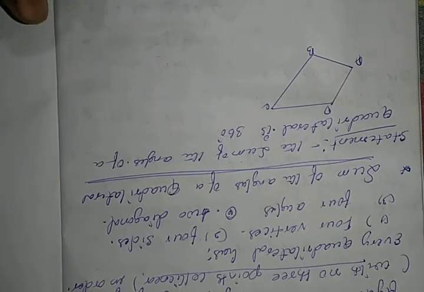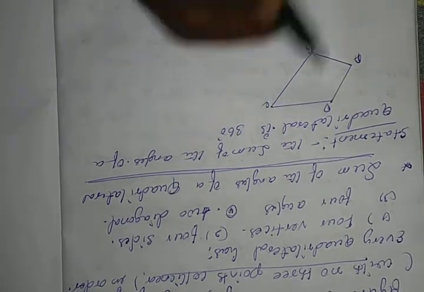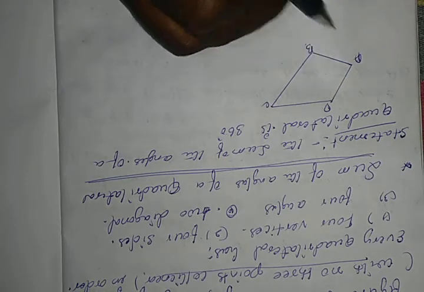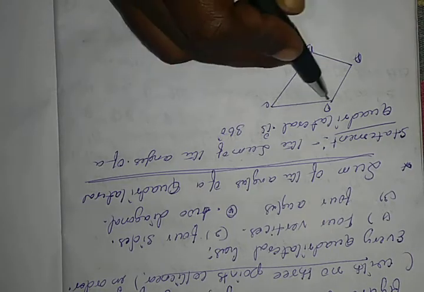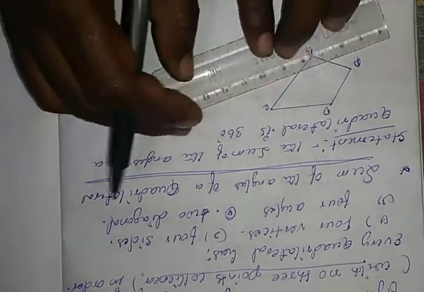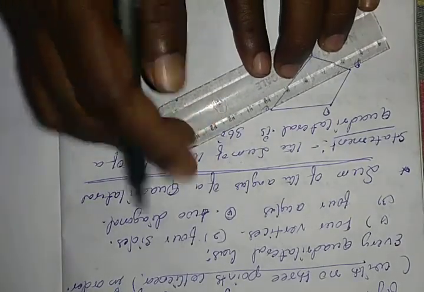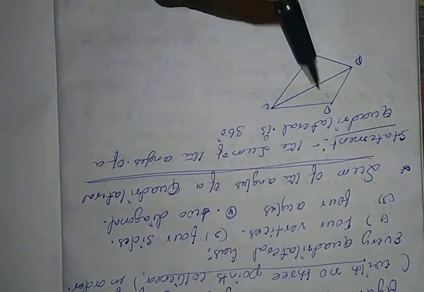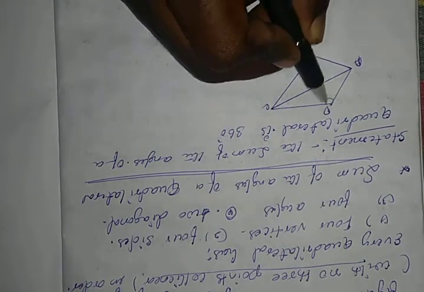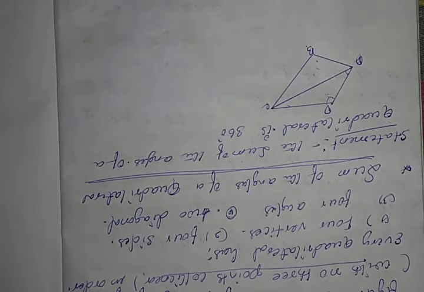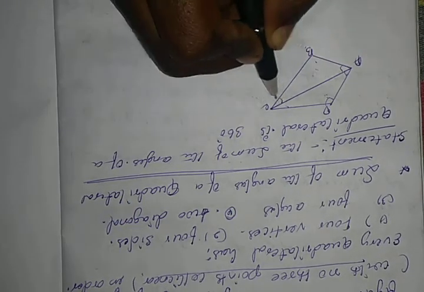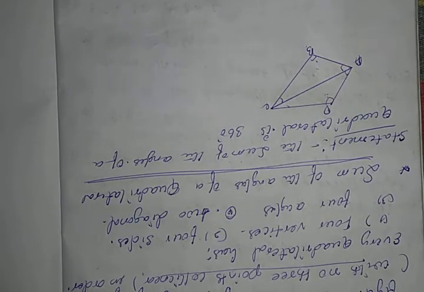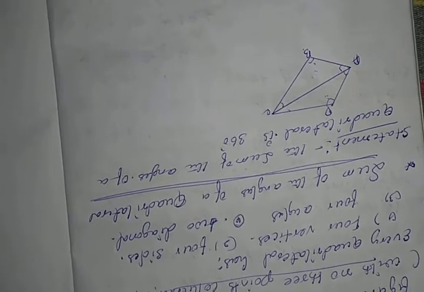We can prove this theorem numerically. Let us see, A, B, C, D are the 4 vertices, AB, BC, CD and DA are the 4 sides, and angle A, angle B, angle C, angle D are the 4 angles. Let us see the diagonals. If you draw a diagonal, there are 2 triangles. You already know that the sum of the angles of a triangle is equal to 180 degrees, and in the second triangle also the sum of the angles is 180 degrees. So the sum of these two triangles is equal to 360 degrees. You can prove this numerically in your textbook.